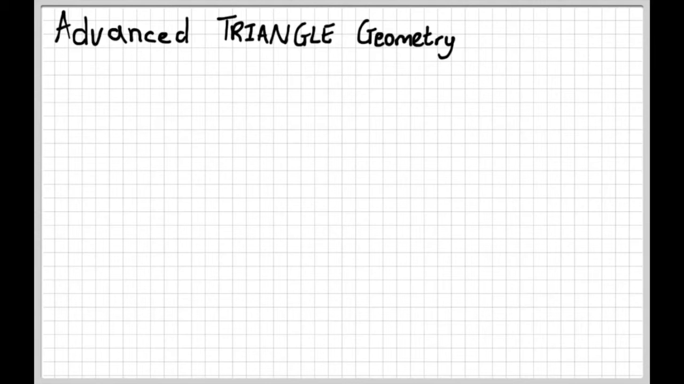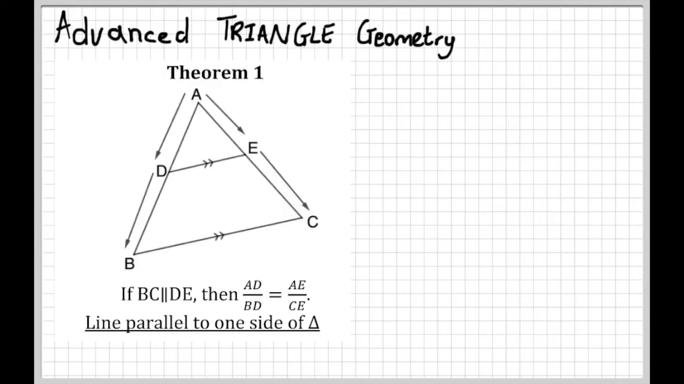So let's quickly start by looking at Theorem 1 of 3 that will be asked. Okay, so let's look at the first theorem. The first theorem says that if BC is parallel to DE, then the ratio of AD over BD is the same as the ratio between AE over EC. And the reason we want to give the examiner is that it's a line parallel to one side of the triangle.